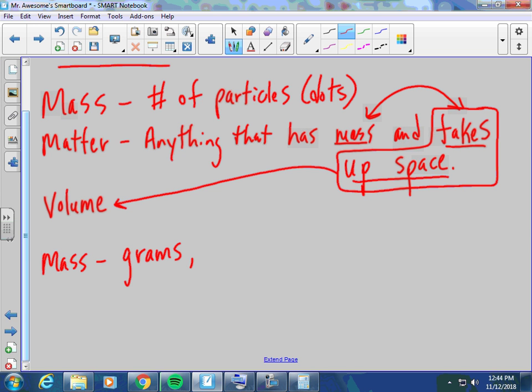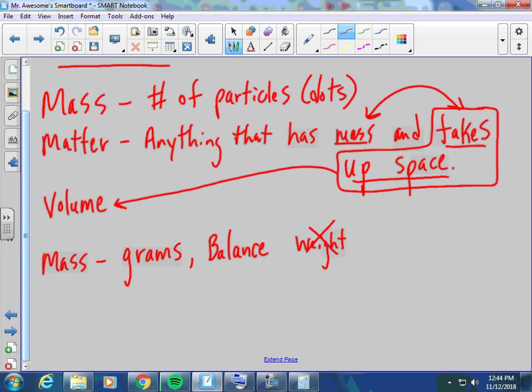And what kind of measuring device do we use to find the mass of something? Balance. Okay? So we use those electronic balances. People think of weight as similar to mass, but we don't use weight, because weight depends on gravity. We want something that's specific wherever we are. So mass is in grams, we use a balance.